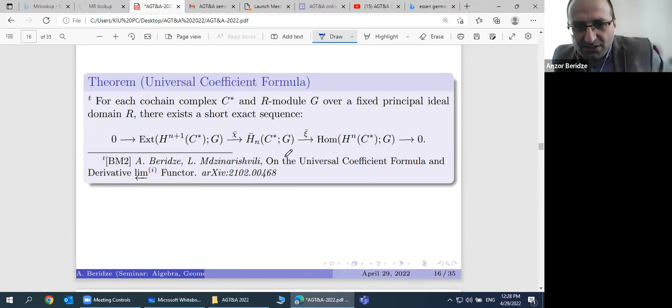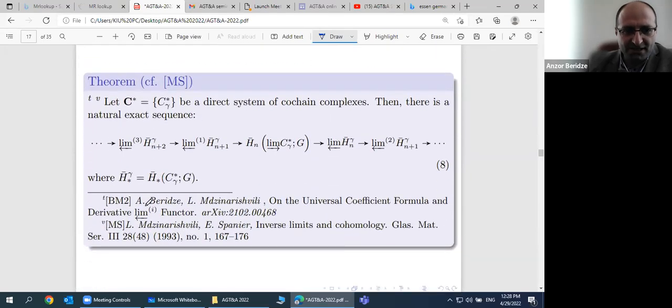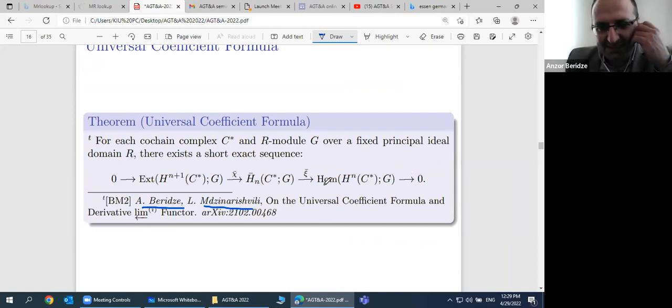And the interesting history is the following. We have a joint paper with Zinarishvili, and we have investigated this property. But this is not a new result. This result was known before. This result was known by Spanier, and this result is mentioned in the paper of Zinarishvili and Spanier. But it is done for the dual version of this one. But at least we did not know the proof of this universal coefficient formula. But we have done this one.